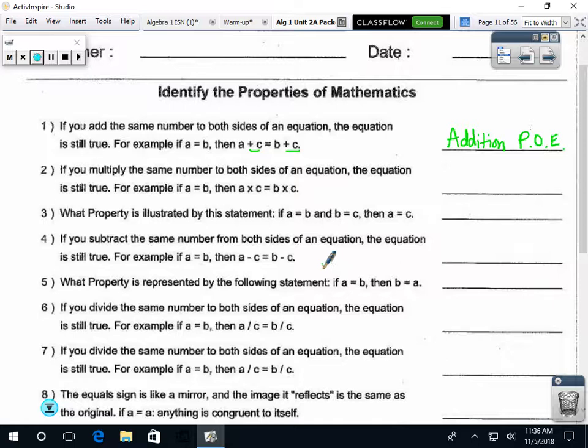Number 2, if you multiply the same number to both sides, the equation is still true. For example, if A equals B, and then you multiply A by C and B by C, they're still equal. So right, they're multiplying by the same thing on both sides. So that is the multiplication property of equality, because they just multiply by the same thing on both sides. You're keeping it balanced. Okay, that's what it means, property of equality. The equation is staying balanced on both sides because you're doing the same thing to both sides.